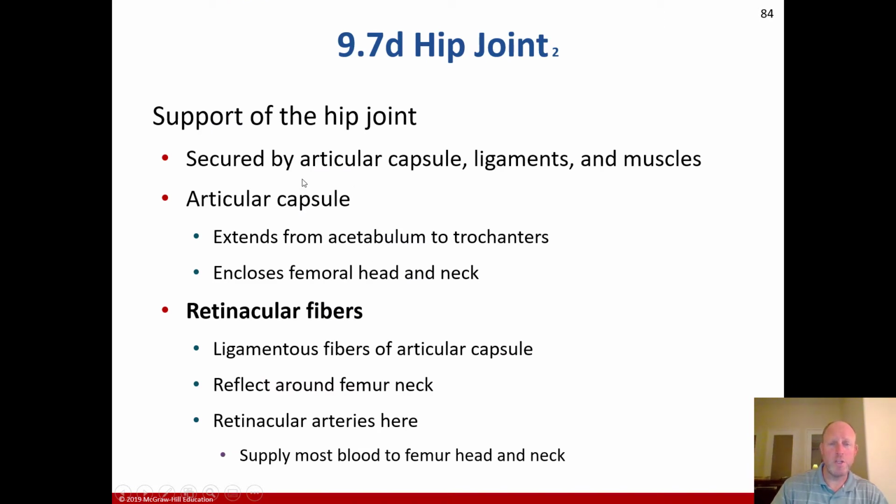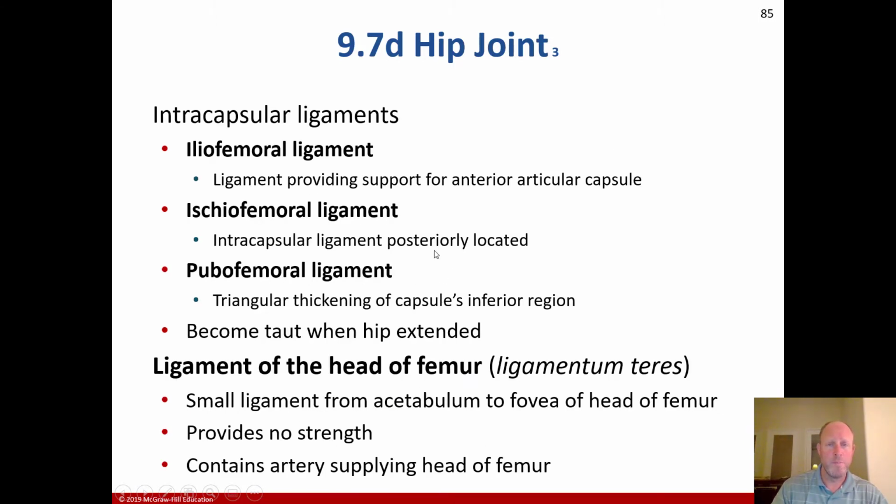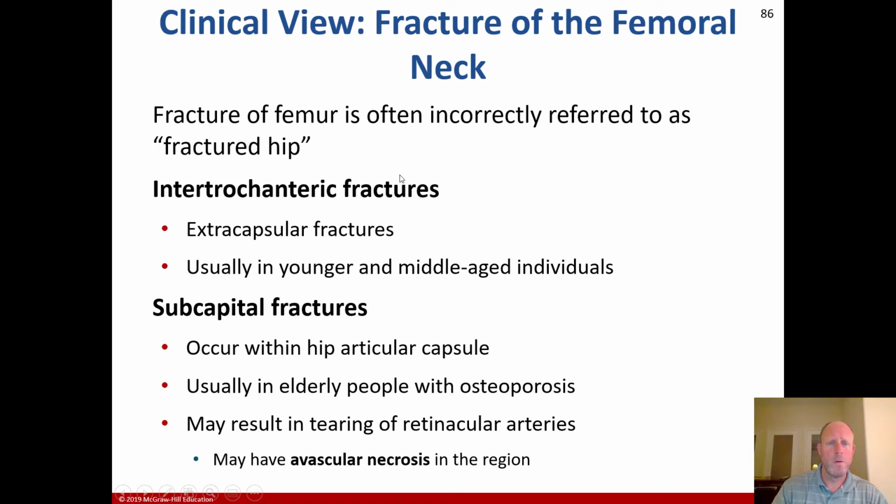For support of the hip joint, it's secured by the articular capsule, ligaments, and the muscles. The articular capsule extends from the acetabulum to the trochanters and encloses the femoral head and neck. Then these retinacular fibers, or ligamentous fibers of the articular capsule, reflect around the femur neck, and the retinacular arteries are here. They supply most of the blood to the femur head and neck. We're not going to get great detail for all the different ligaments of the hip at this time.